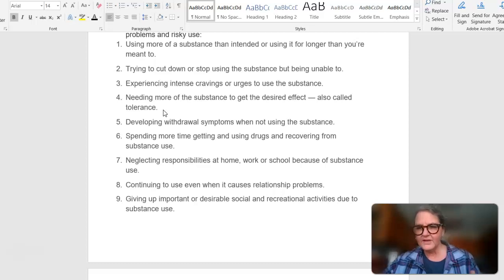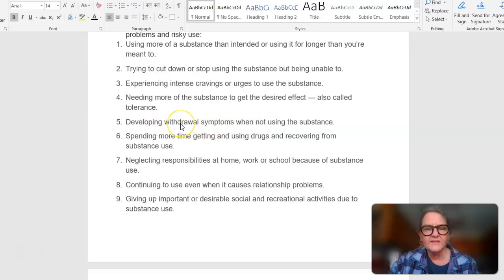How much do they drink? Do you have people that you know that can drink so much more than everybody else? They probably have tolerance, and these are physical tolerance, and the next one, withdrawal, are physical manifestations of a substance use disorder. Developing withdrawal symptoms when not using the substance.